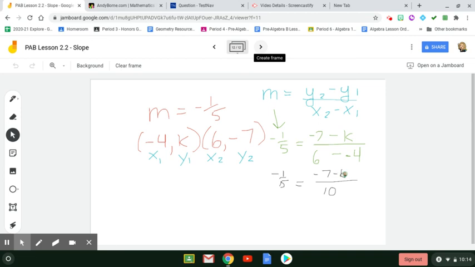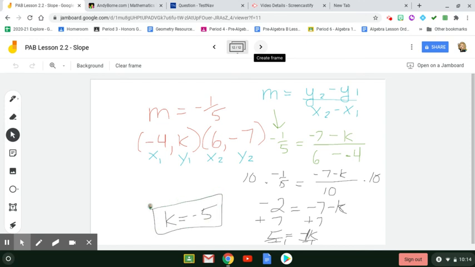All right, I'm going to multiply both sides by 10. So 10 times negative 1/5, that's going to give me negative 2. So negative 7 minus k will equal negative 2. We're going to add 7 to both sides. We're going to get 5 is equal to negative k. And remember, there's like a negative 1 that's hiding out there. So we're going to divide both sides by negative 1. And we're going to get our answer of k equals negative 5.